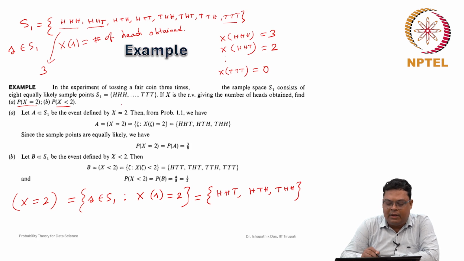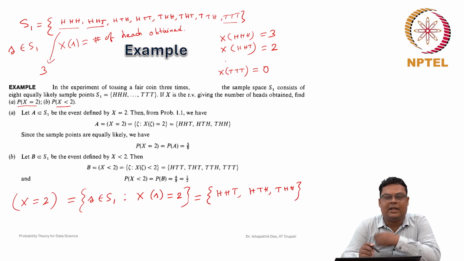Because it is a fair coin, all the 8 points will be equally likely. If it is not a fair coin, then they may not be equally likely, because if head is more likely, then those points with more heads will be more probable than those with more tails. So, that is why it is a fair coin, and all the elements in S1 are equally likely.